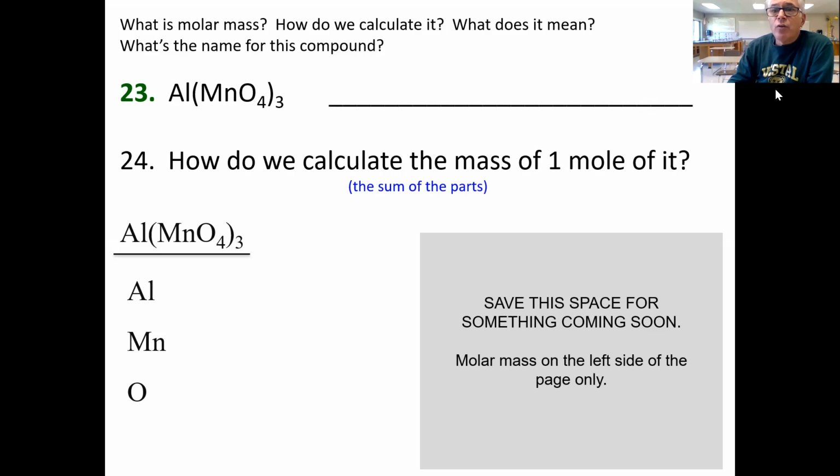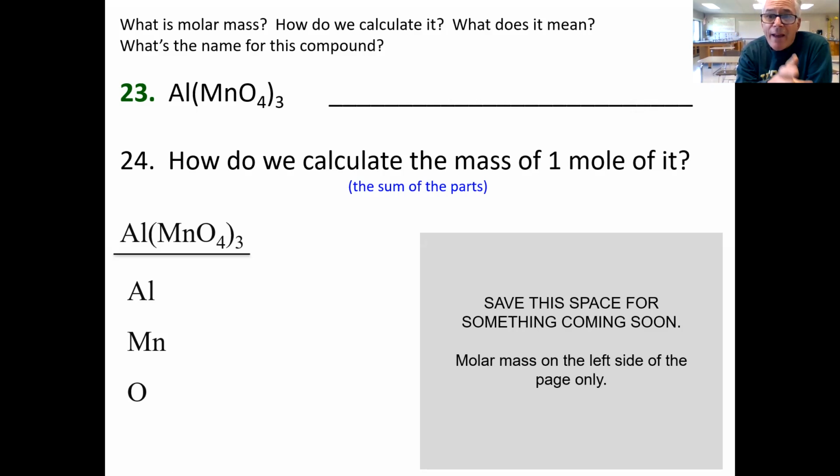Now, the only way to do that is to write the formula, Al(MnO4) 3 times. And then underneath, we're going to list all of the parts to this compound. It's got aluminum, it's got manganese, and it's got oxygen. Now, there's a big gray box here. Only work on half of the page. This process that we're going to do now, what is the molar mass?